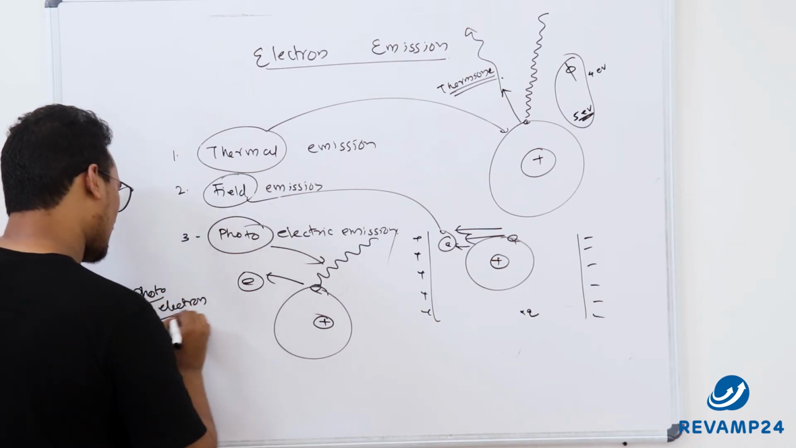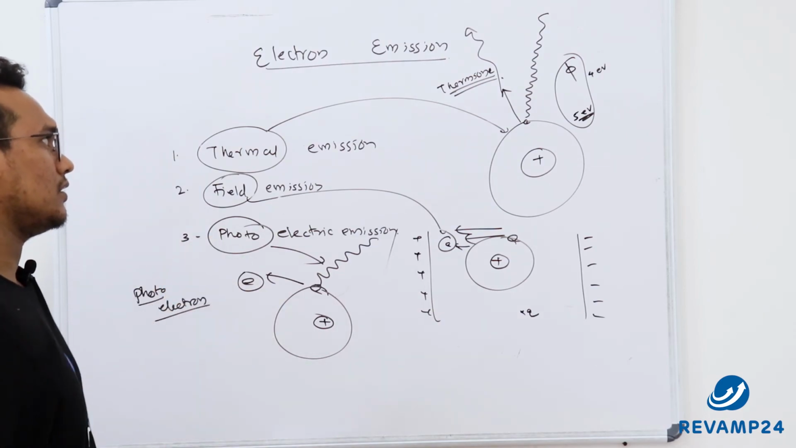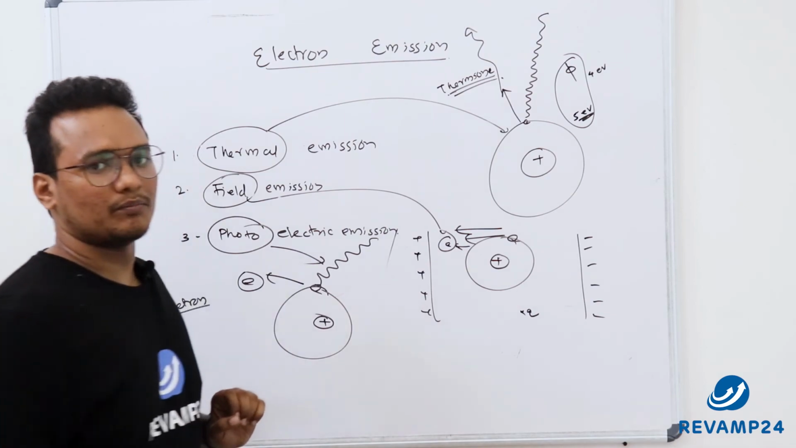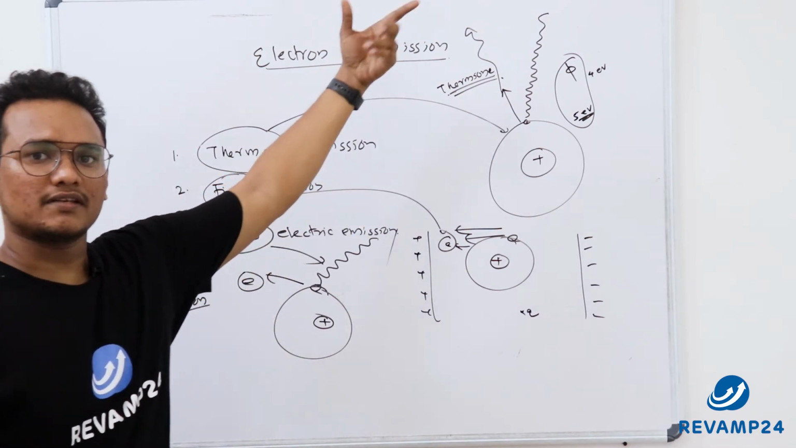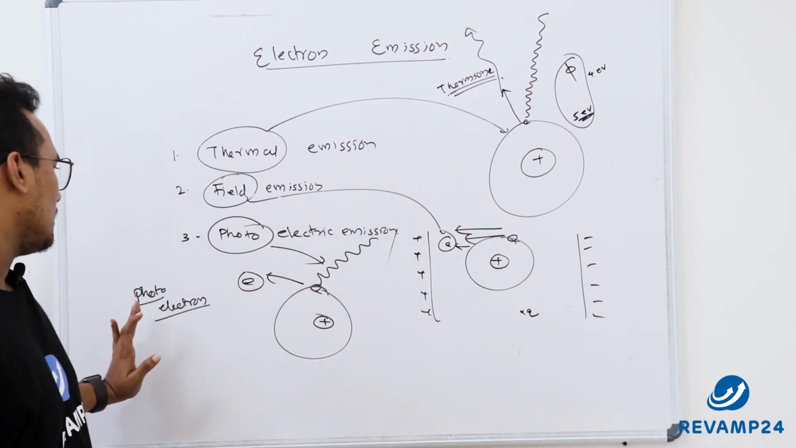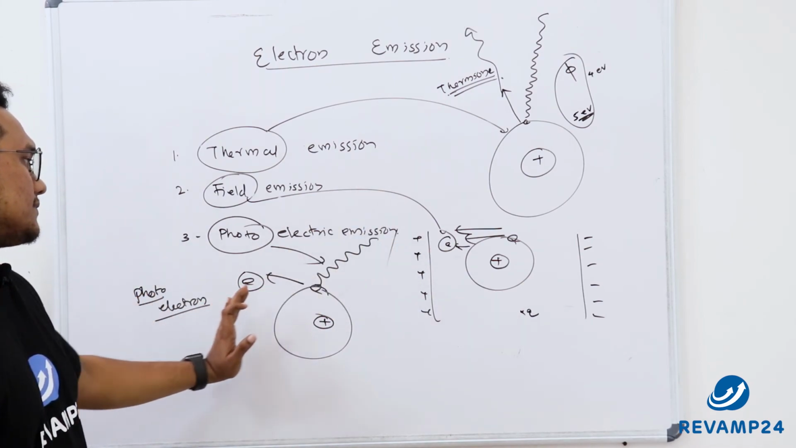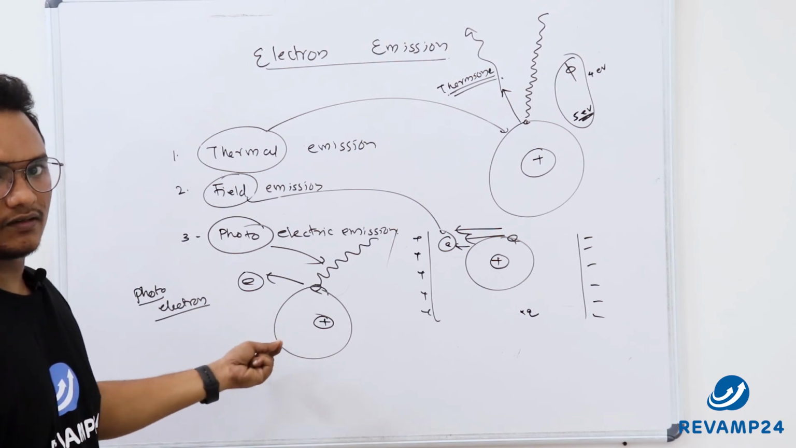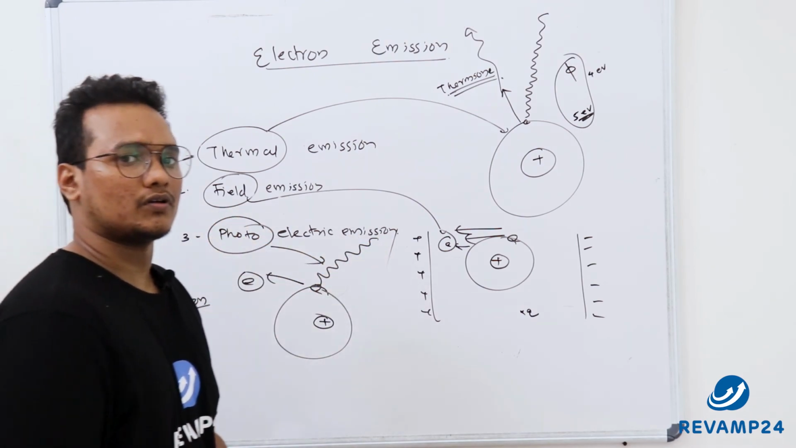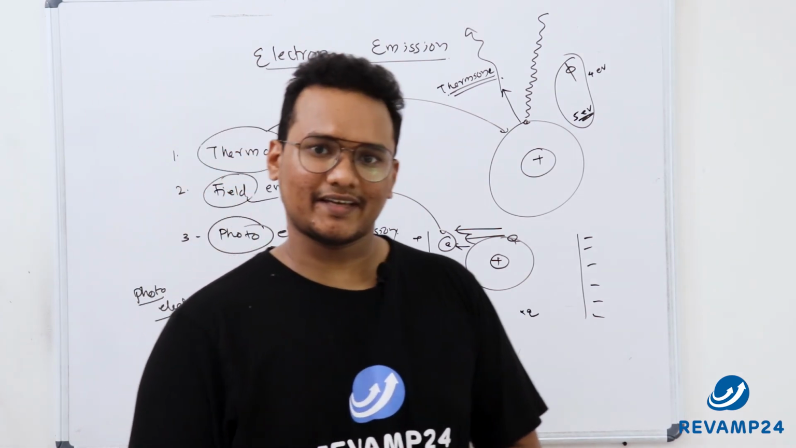All these names have a connection with the source, the way the electrons are emitted. Thermions means thermally emitted electrons. Field emission gives simply electrons. Photoelectron gives an indirect meaning that these electrons are taken out, or emitted, with the help of a photon carrying sufficient energy. Okay, thank you.